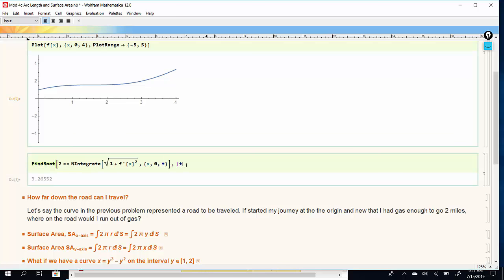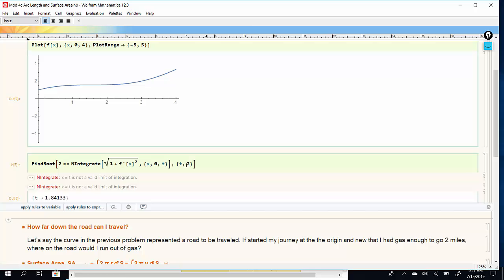So for FindRoot, I have to put in my variable and also a starting point for the algorithm. Via the picture, I can guess that a reasonable starting point would be 2. And so if I evaluate that, it will give me some error message based on the fact that I have a parameter to my integrate, but the value I get also matches my expectation. So I can be confident that t equals 1.8413 is the x coordinate of the point that I would reach.